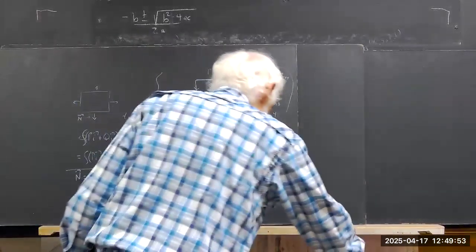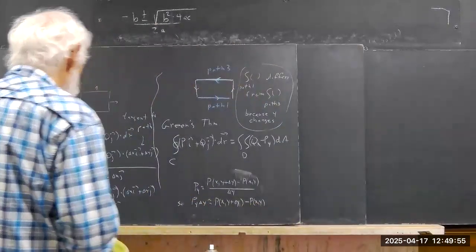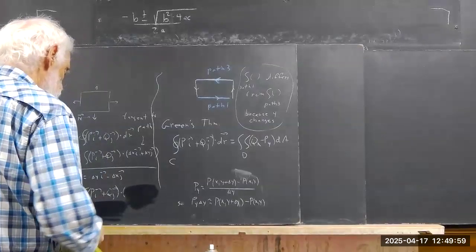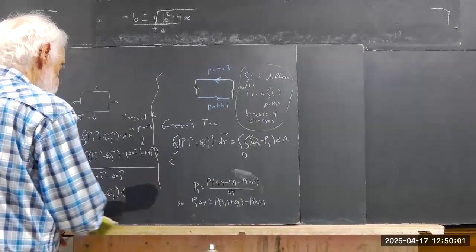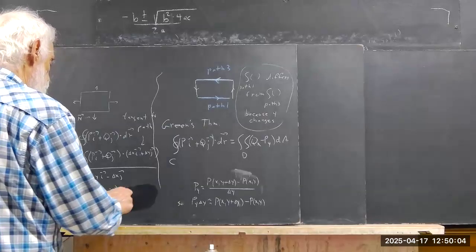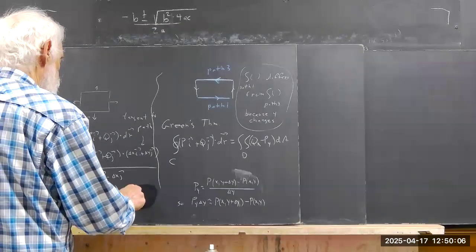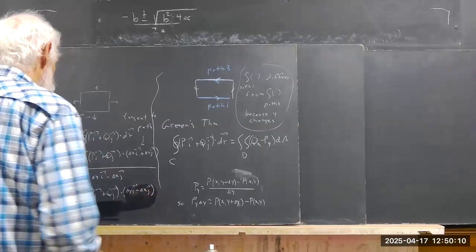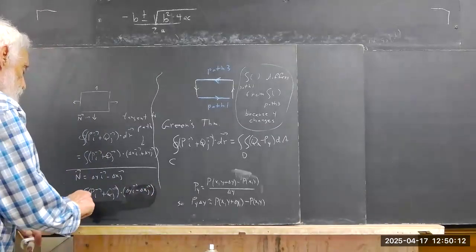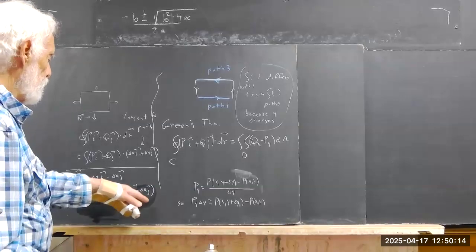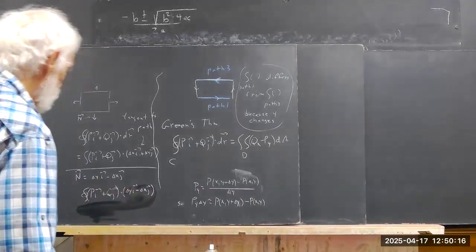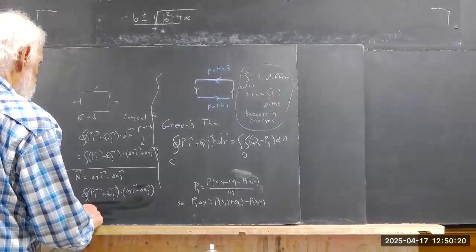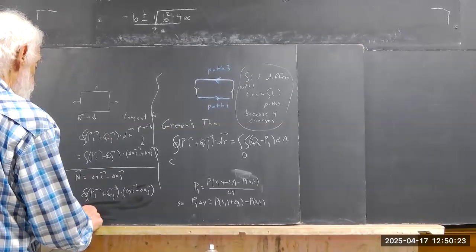So the integral of p i plus q j dotted with delta y i minus delta x j.